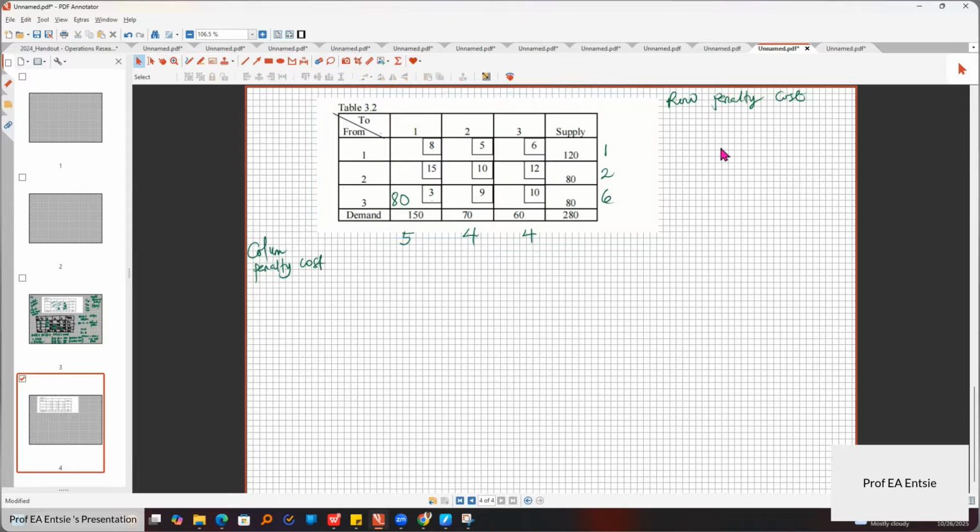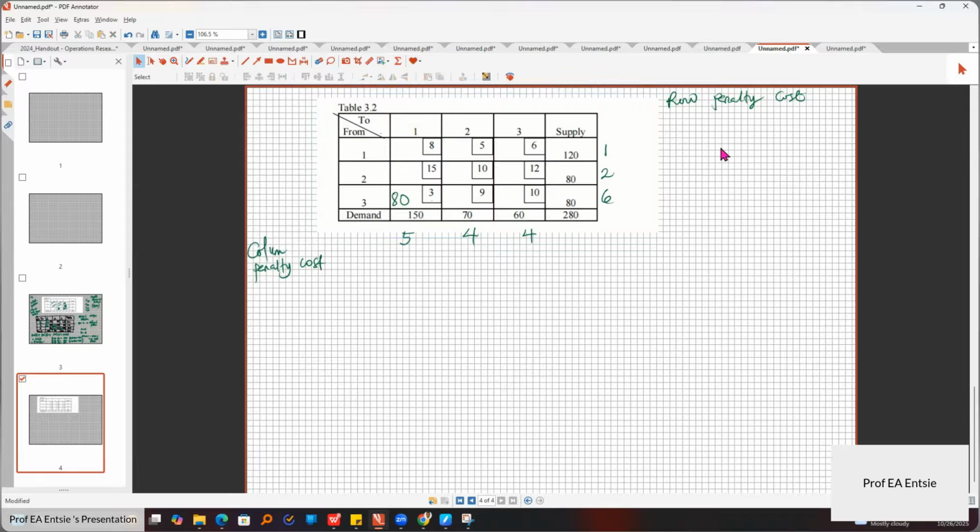So you will be calculating column penalty cost for column 2. So column 2, the least value there now is 5. The next least is 10. The difference is 5. Column 3, the least is 6, the next least is 12. So 12 minus 6 is 6.